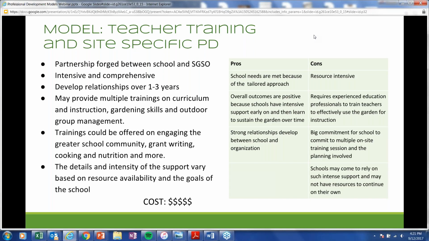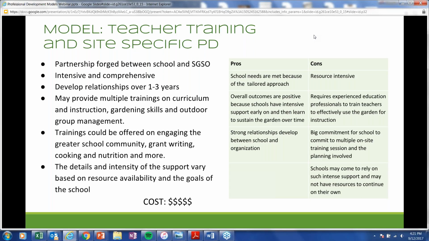The pros here: you meet the needs of the schools. It's tailored to what they need. Schools have the support early on, and they can also learn to sustain the garden over time. Sometimes that's just based on buy-in, right? And there are relationships built between the school and the organization.